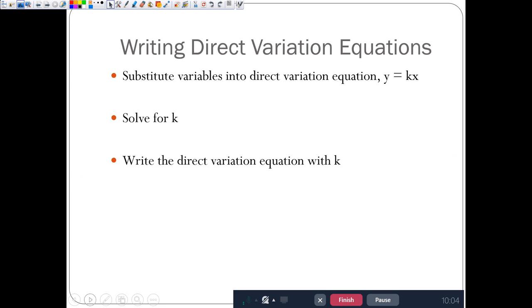So writing direct variation equations. We're going to be given an x and a y value, and it's going to ask us to write a direct variation equation. So what we're going to do, we're going to substitute those values for x and y in our equation. We're going to solve for k. But then we have to rewrite our equation with the k in it, and we put just x and y. We don't put the values in for x and y, because we want it to look like y equals a number x, okay?